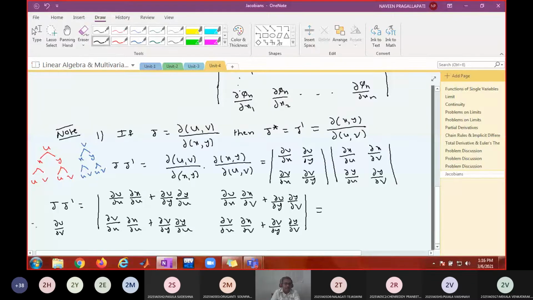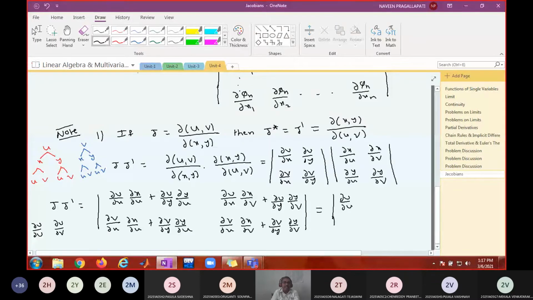What is the ∂u/∂u formula? Can you tell me? Start from u, reach u through all possible paths. u to x, x to u, u to y, y to u. Tell me, ∂u/∂x into ∂x/∂u, see here, plus ∂u/∂y into ∂y/∂u. Can you see that? So this expression is nothing but ∂u/∂u.